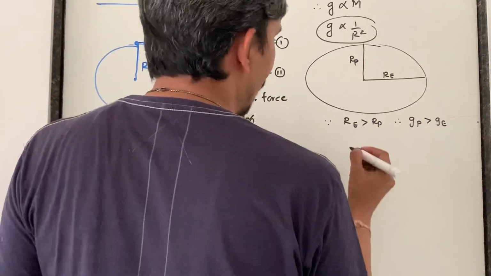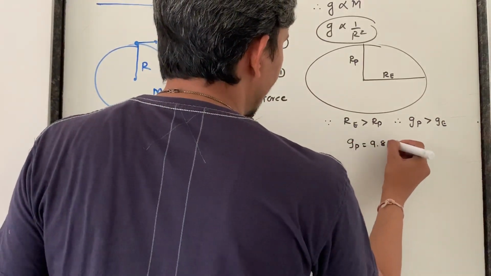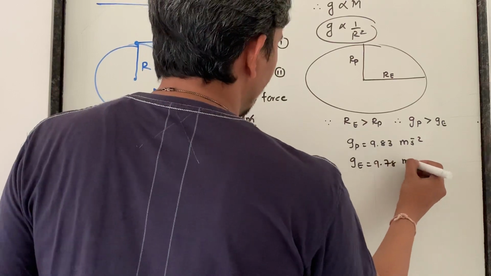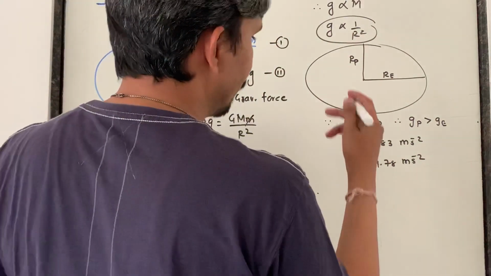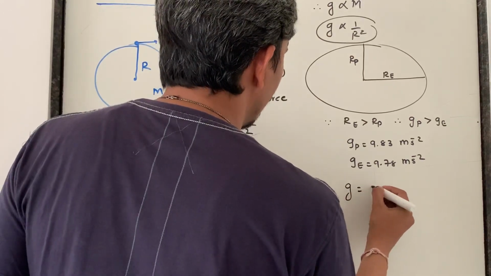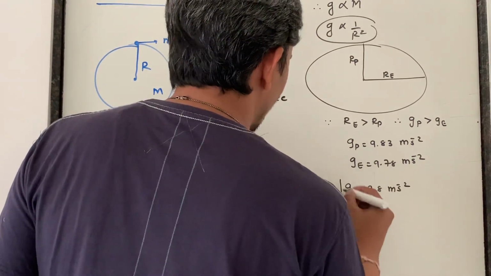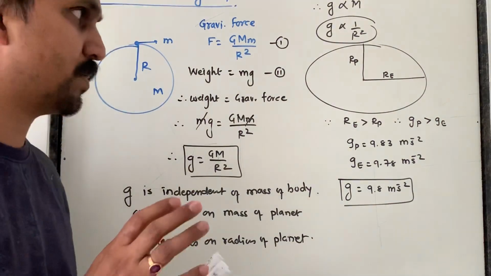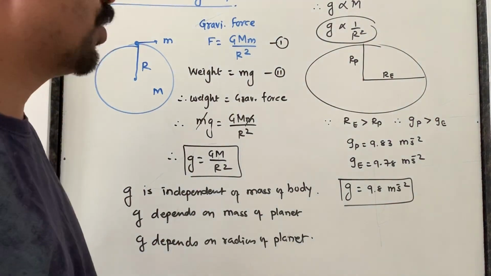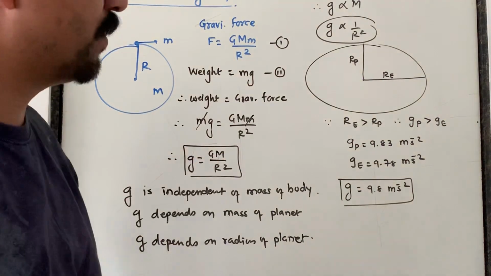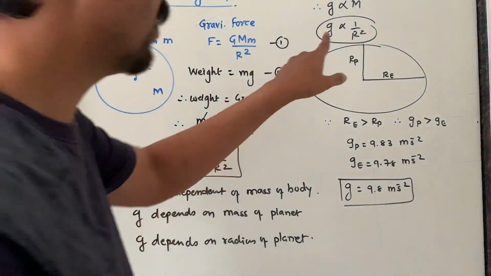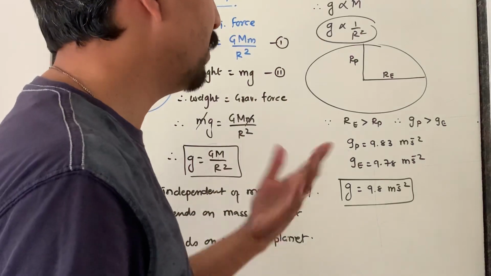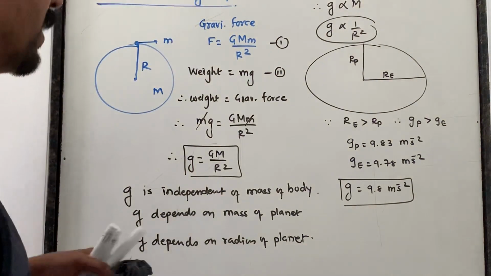Now what is the actual value? The actual value of g at the pole is 9.83 meter per second square, and g at the equator is 9.78 meter per second square. But on average, the standard value on the surface of Earth is taken as g equal to 9.8 meter per second square. So we are assuming that Earth is a perfect sphere, then we will take g as 9.8 meter per second square, right? Otherwise we will take g at the pole as 9.83 and g at the equator as 9.78 meter per second square. Why? Because the radius at the pole is less as compared to the radius at the equator, therefore g will be more, inversely proportional, right? We'll go with the next part.